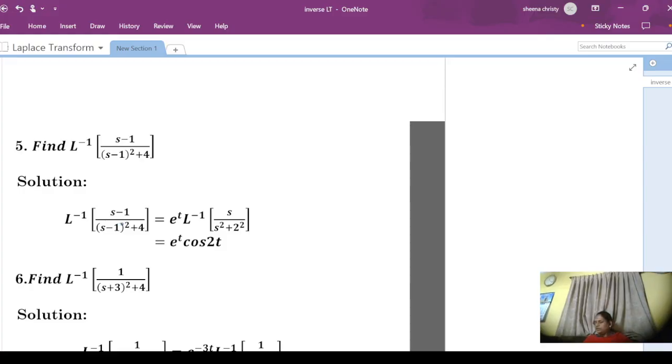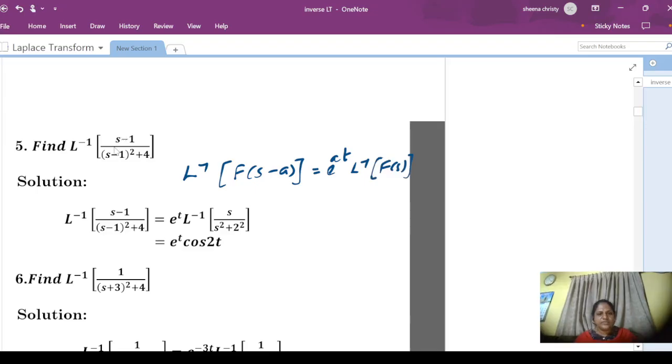What is that? You know, L inverse of f of s minus a is e power at into L inverse of f of s. So you are having L inverse of f of s minus a equal to e power at L inverse of f of s.